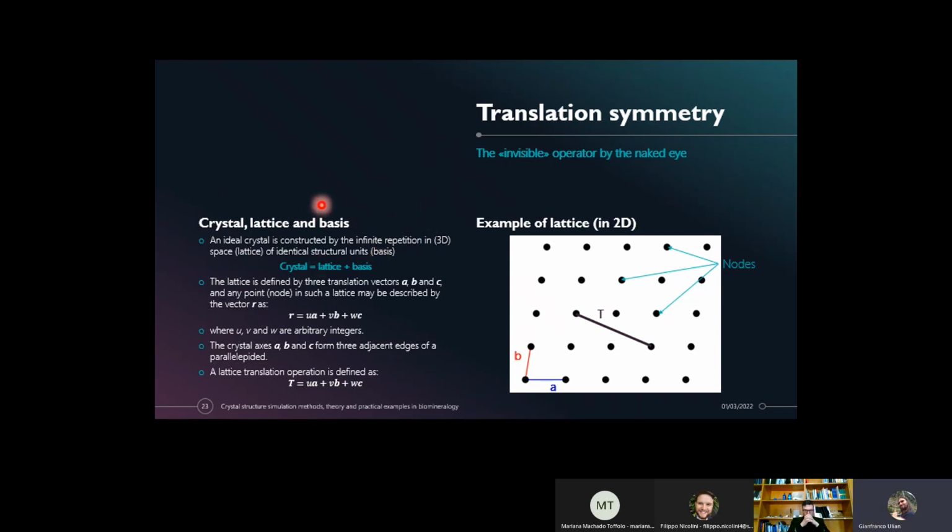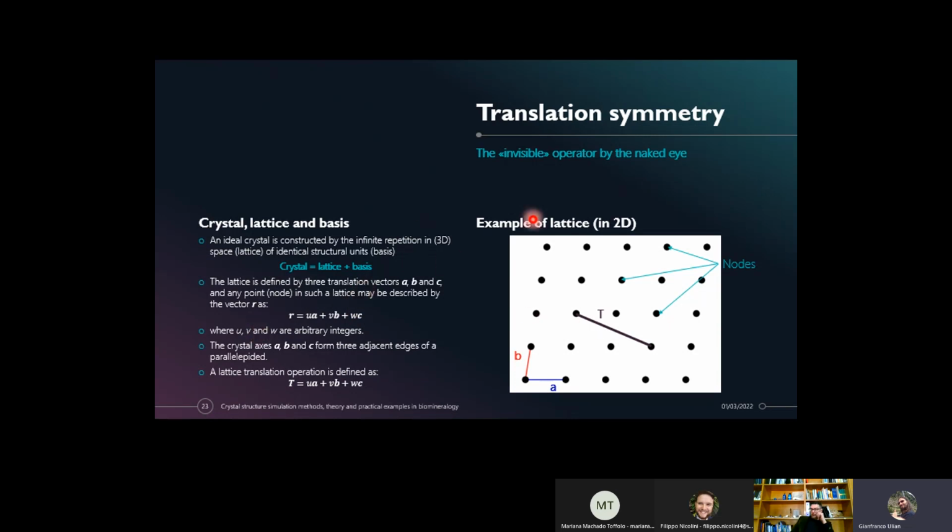And the lattice is the translation, okay? The translation vectors A, B, and C. So the lattice is defined by the three translation vectors A, B, and C, and any point, any node, in such a lattice might be described by the vector R, given by the combination of these three vectors A, B, and C, and u, v, and w, the factors that multiply these vectors, are arbitrary integers.